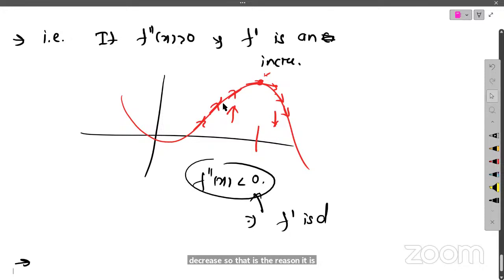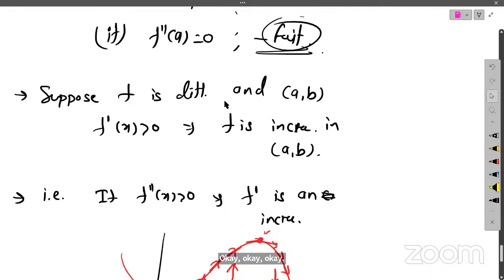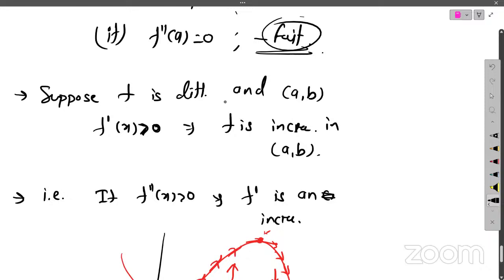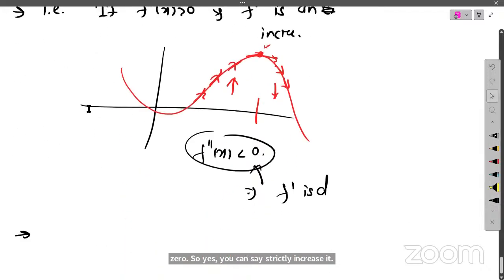Double dash x. So is it strictly increasing or strictly decreasing? We cannot say strictly, because we can say strictly increasing only if it is strictly greater than 0. Because if it is a constant, then the derivative will become 0. So yes, you can say strictly increasing with respect to strictly greater than 0. Right? Okay. So is there any doubt in local maxima, minima, saddle point, critical point? All definitions are clear, right? Yes, ma'am.